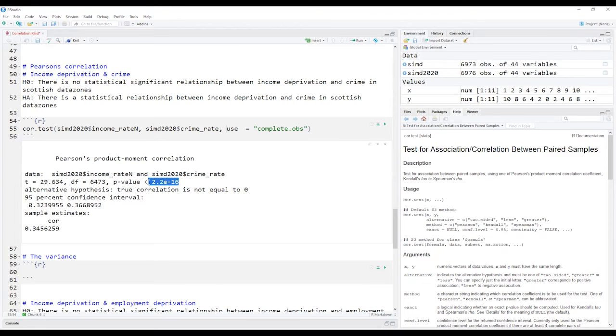So as our p-value is under the 0.05 level of confidence, we can therefore reject the null hypothesis and conclude that there is a statistical relationship between income deprivation and crime rates in Scottish data zones.